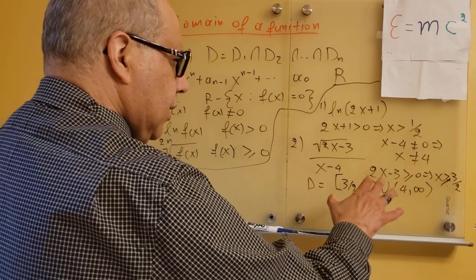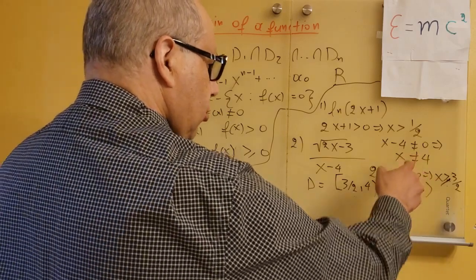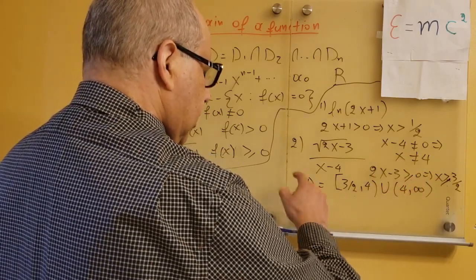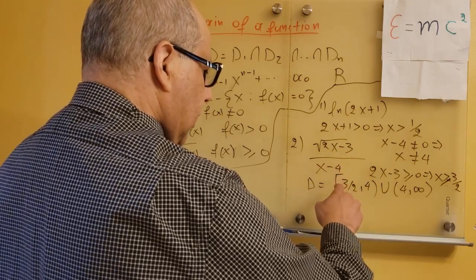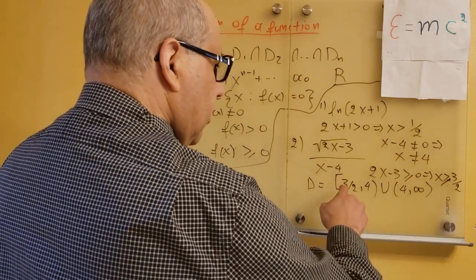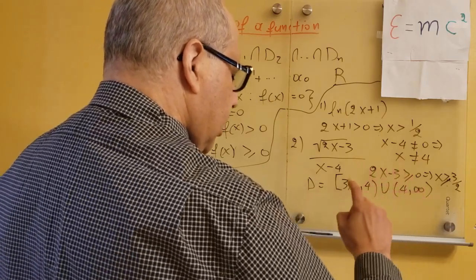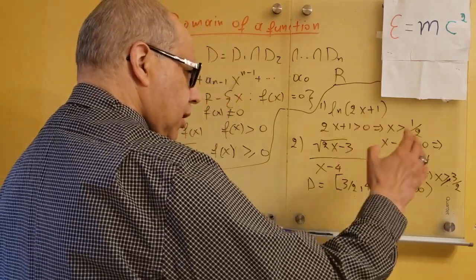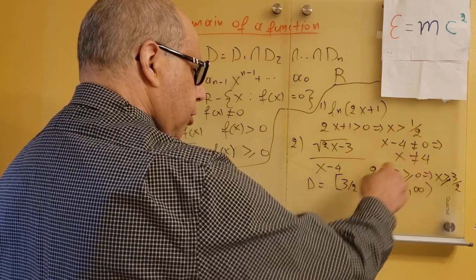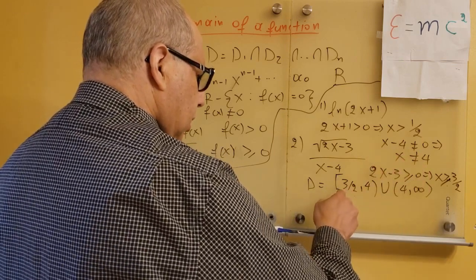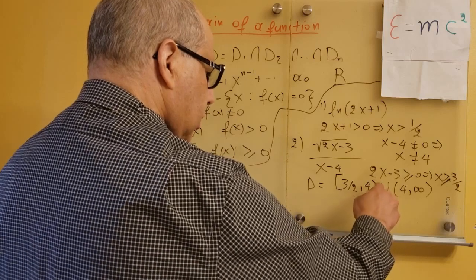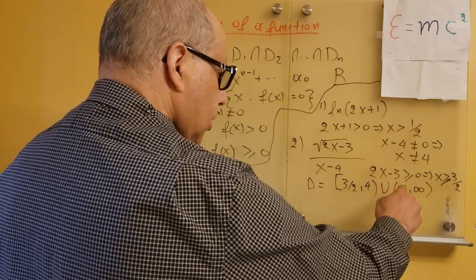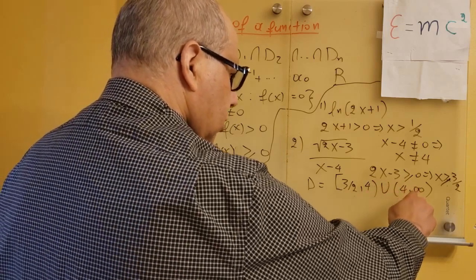Now if you take the intersection of these two, you will get the domain of this function, which, as we said, is everything greater than or equal to 3/2 except 4. So that means it will be 3/2 included to 4 excluded, union 4 to infinity.